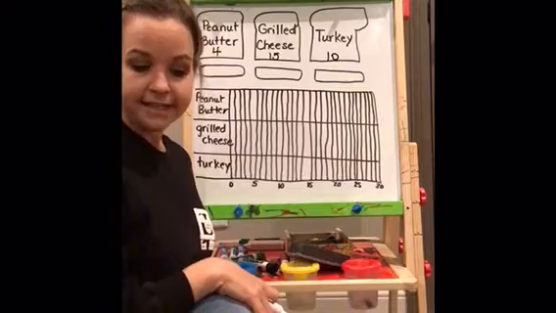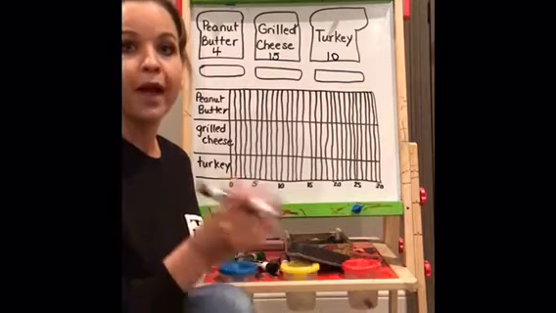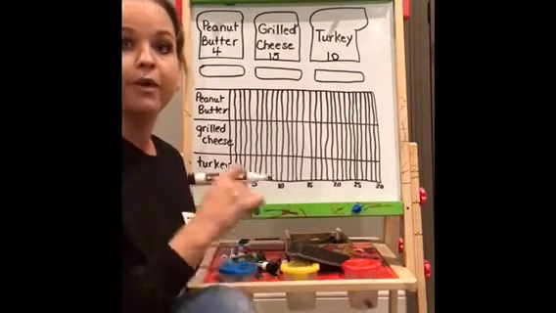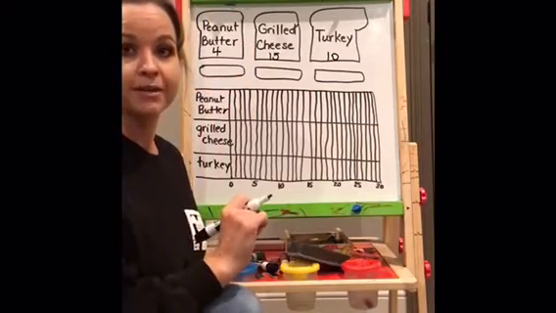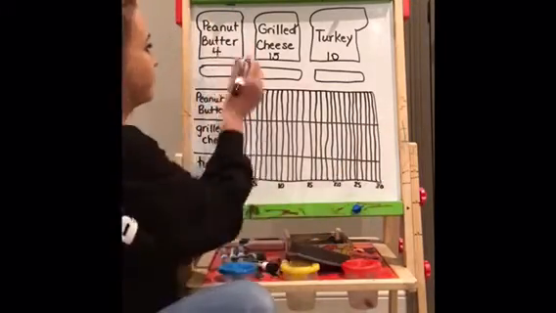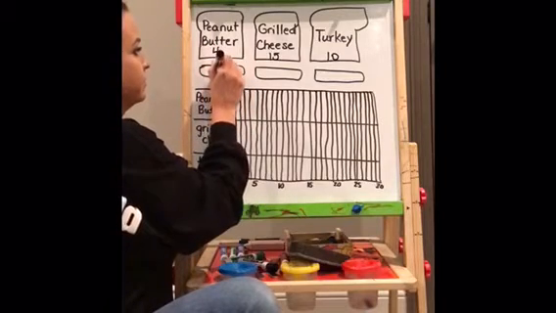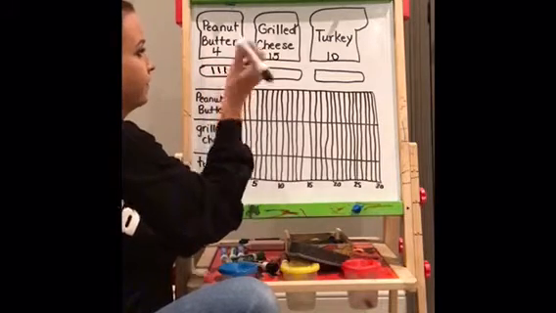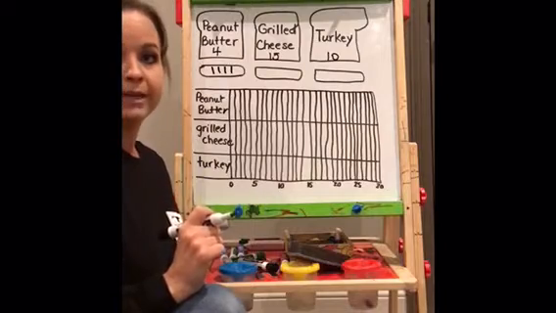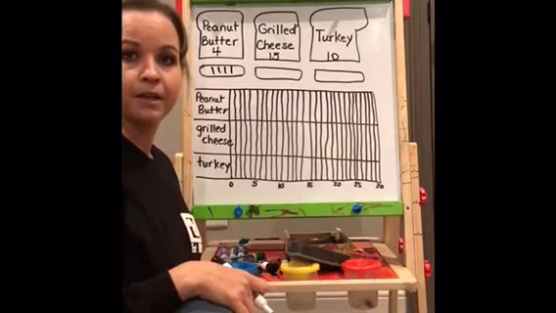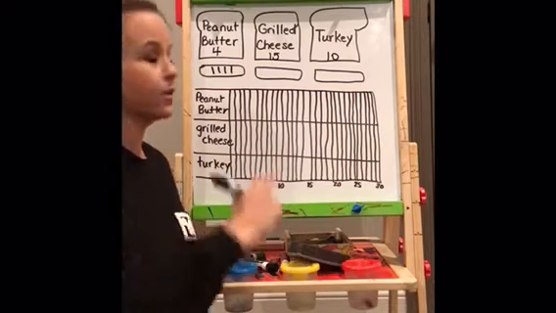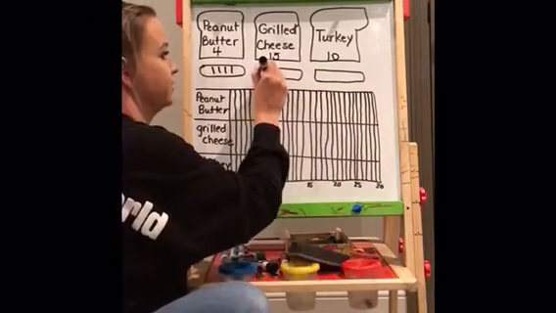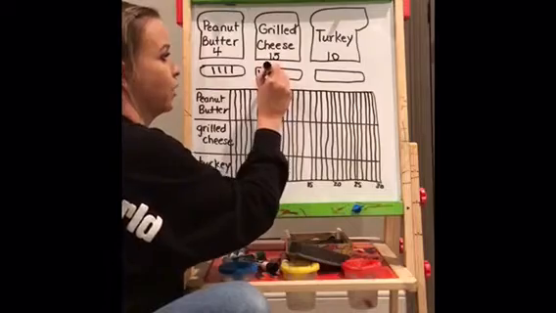Now, number 1 asks us to show tally marks to show how many students voted for each. Remember, 1 mark is for 1 vote, okay? So for 4, 1, 2, 3, 4. If you need to pause it, you can. All right, now let's look at the grilled cheese. Let's start. We've got 1, 2, 3, 4.